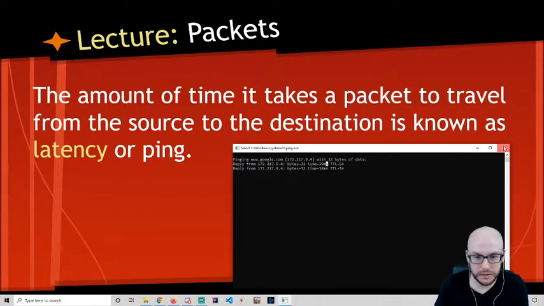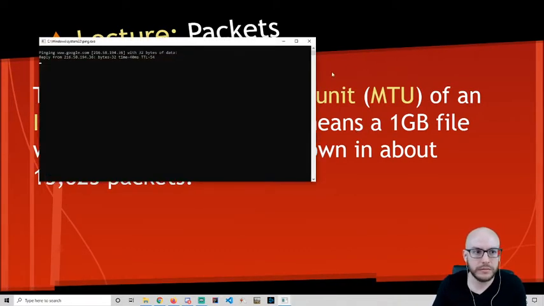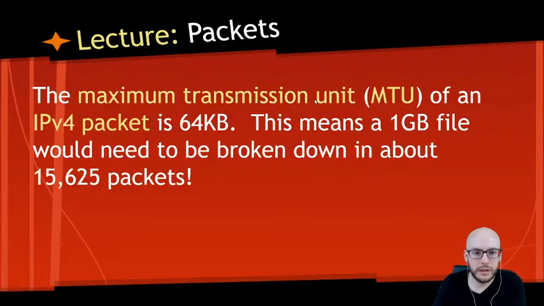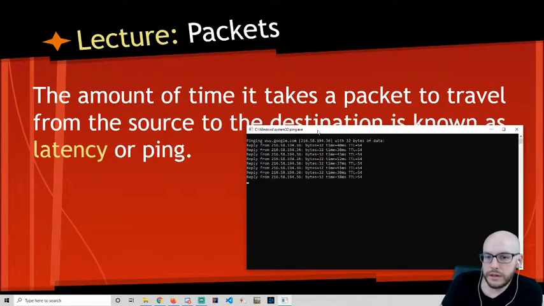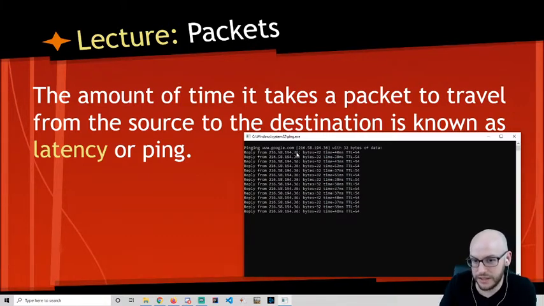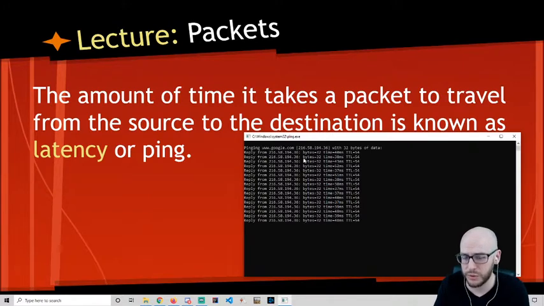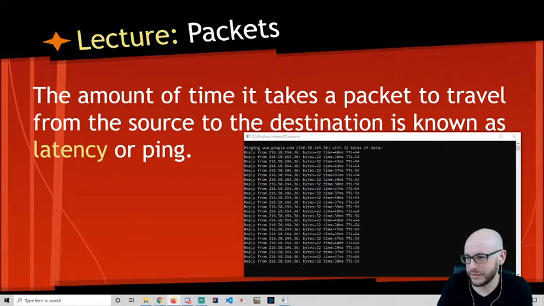Let's run this again. So I'm saying google.com, the DNS server is translating that to the associated IP address, and so we're pinging that. Now, there are several actual Google servers, so likely one nearby.